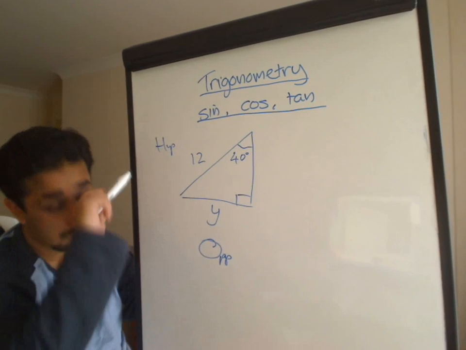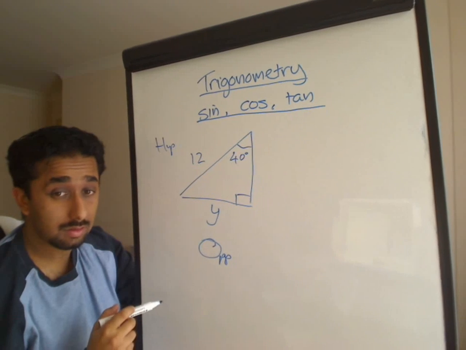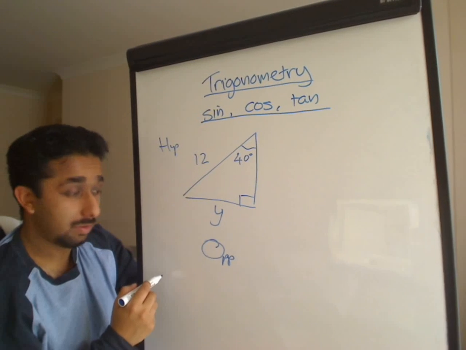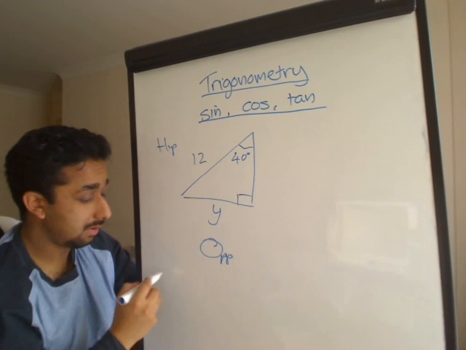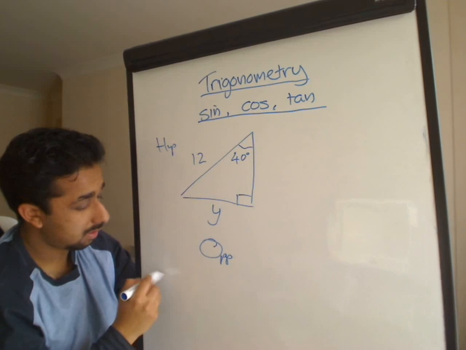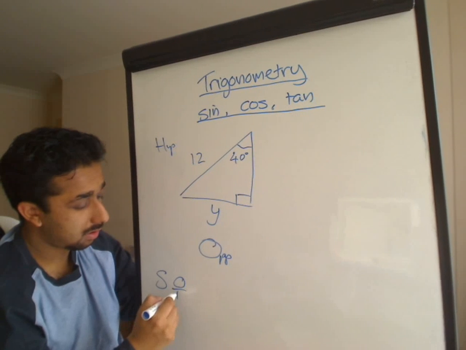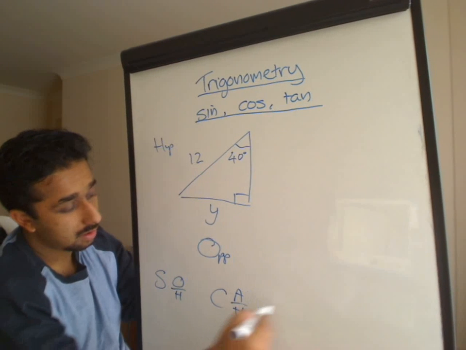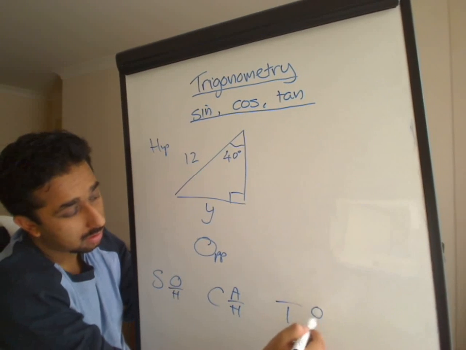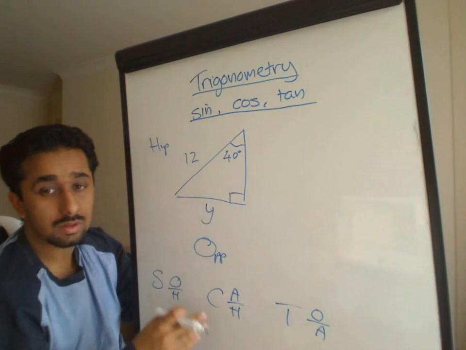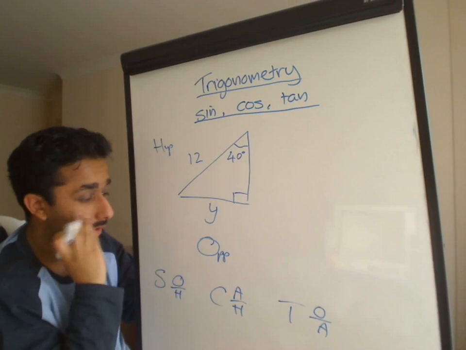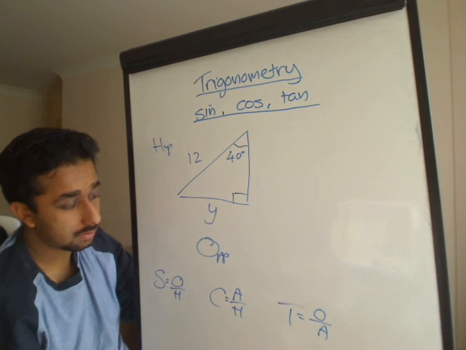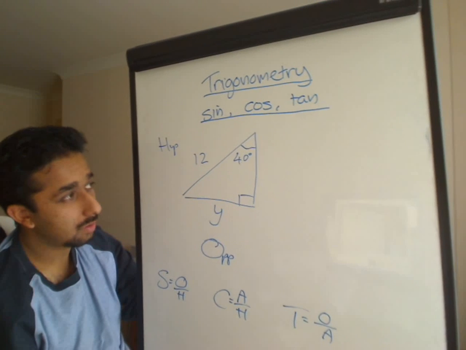So the way to try to remember which sine, cos or tan to use, you have to remember soc, cah, toa. With practice you can ignore this and you remember it quite easily. Soh, cah, toa.